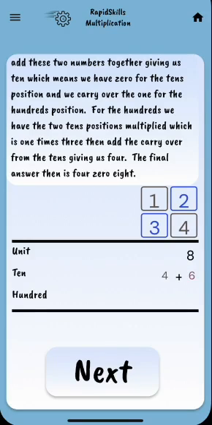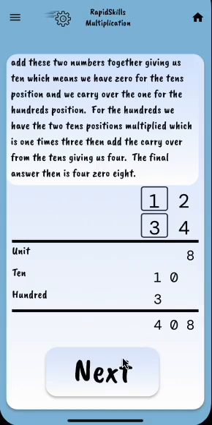To get the tens total, we add these 2 numbers together, giving us 10, which means we have 0 for the tens position, and we carry over the 1 for the hundreds position. For the hundreds, we have the 2 tens positions multiplied, which is 1 times 3, then add the carryover from the tens, giving us 4. The final answer then is 408.